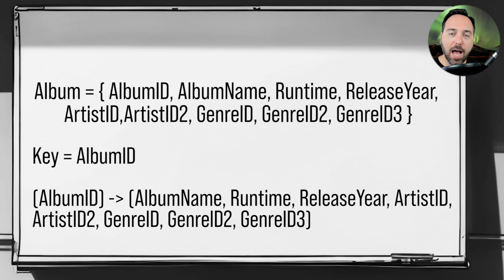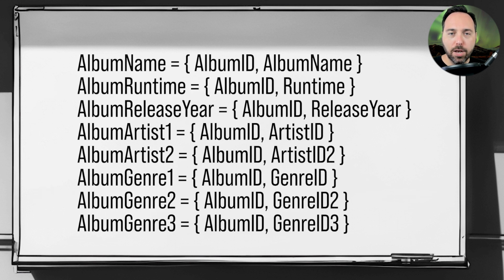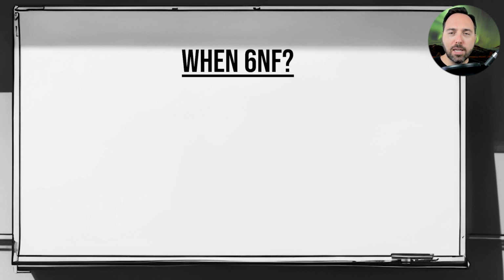It is, however, not in 6th normal form. Here's how we can make this into 6th normal form. We create one new relvar for each combination of our key and a single attribute. So we'd have a relvar for album and name, a relvar for album and runtime, and so on through the list until we get to a relvar for album ID and genre ID 3. This seems like overkill. And that leads me to an important question. Do we actually need to be in 6th normal form? The answer is a firm maybe.